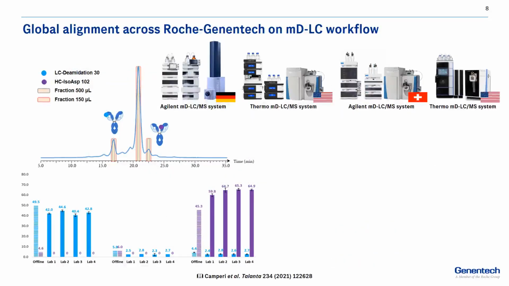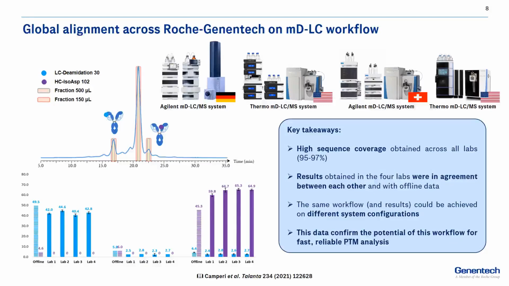In this study, we compare the results generated in our lab in the US with other labs in Germany or Switzerland. On this slide, we can see how the same workflow, which is the peptide mapping analysis of charge variants, could be achieved even using different vendors and configurations. A high sequence coverage, between 95 and 97%, is obtained across all labs.